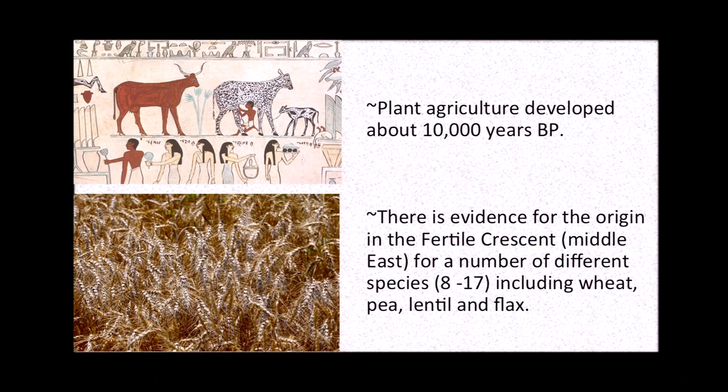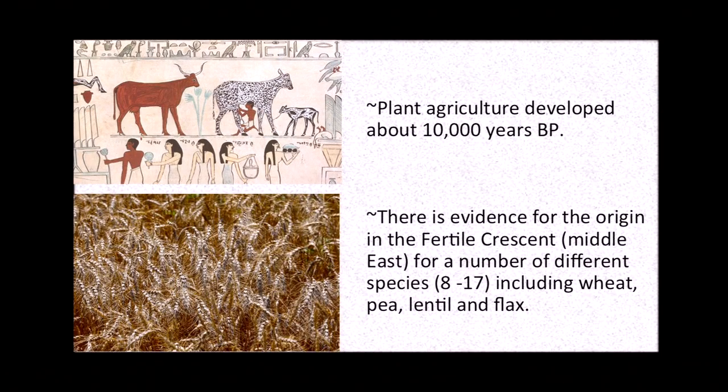So one of the origins is certainly the Fertile Crescent in the Middle East, where a whole load of different species, and it depends on who you look at, is 8 to 17 or thereabouts. They include wheat and different types of wheat, pea, lentil, and my personal favorite, flax, which is one that I happen to work on. And flax is still a really interesting one because it actually has two products.